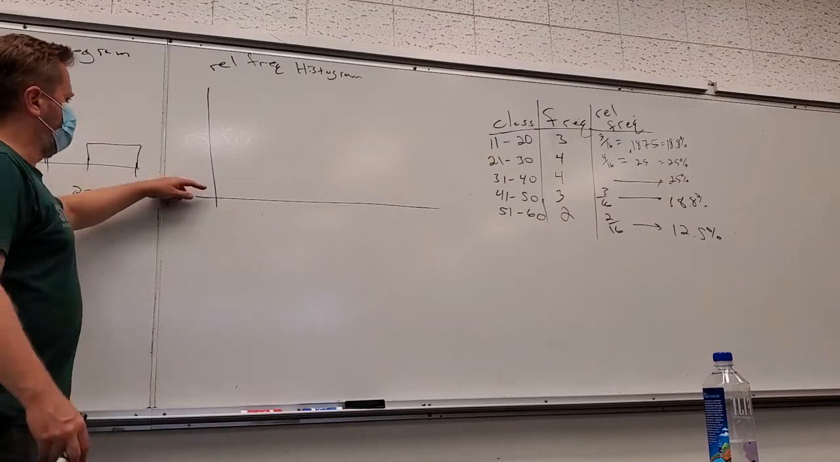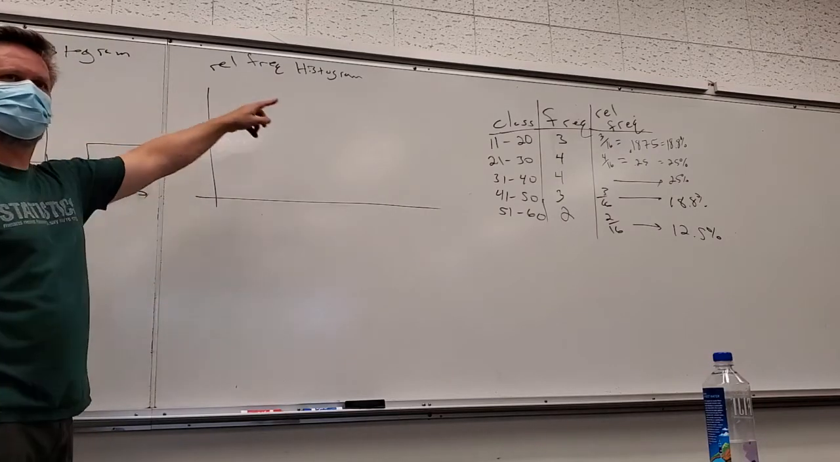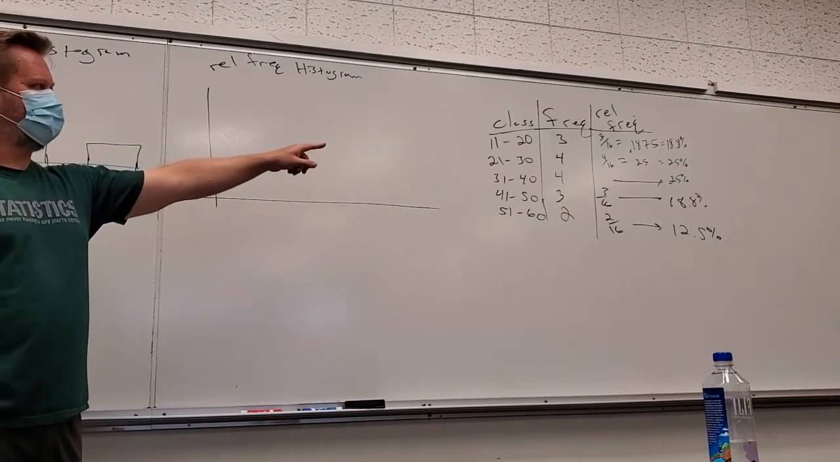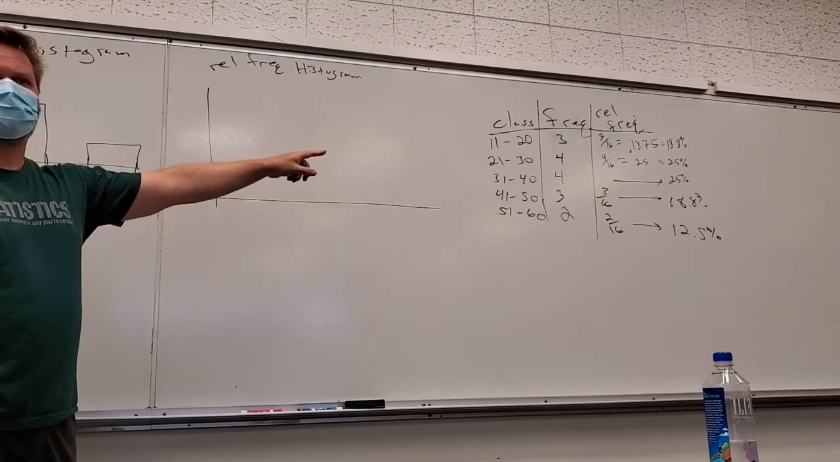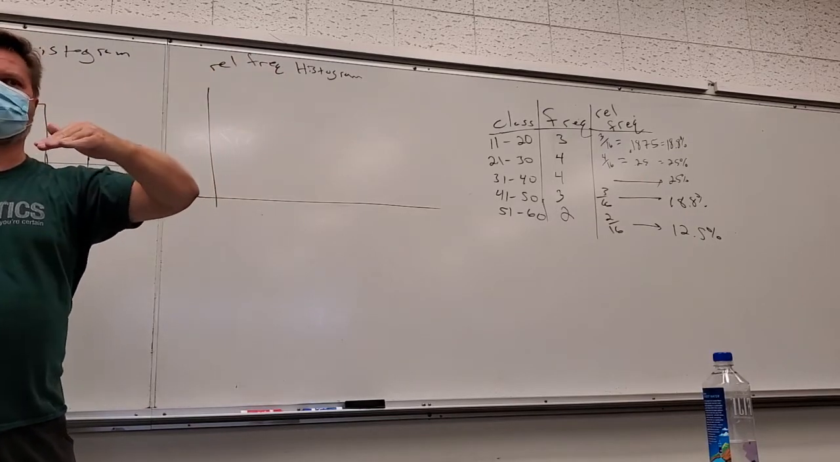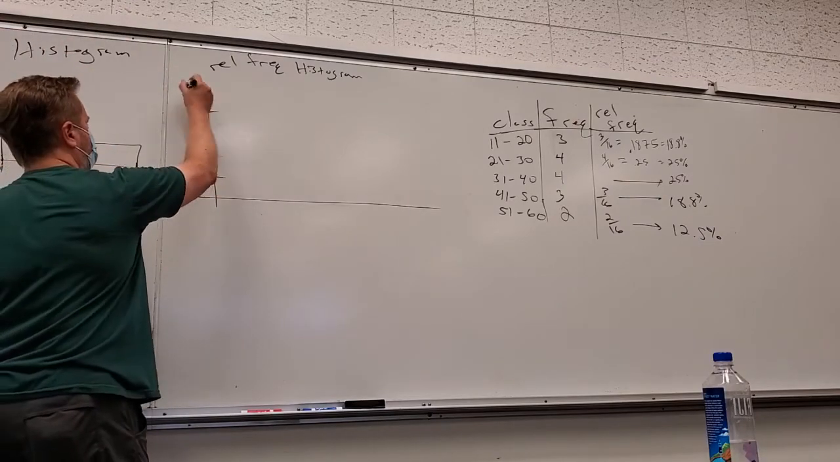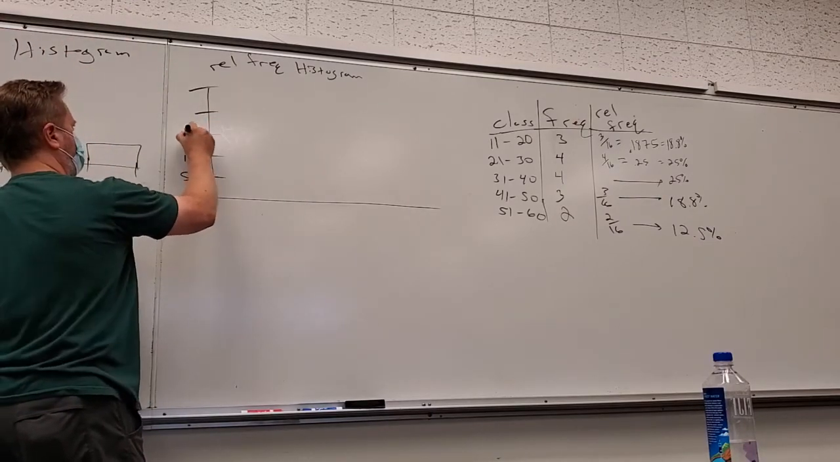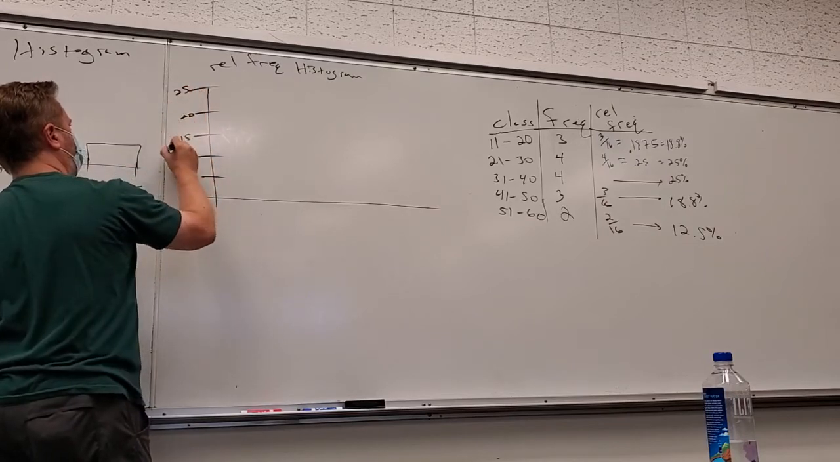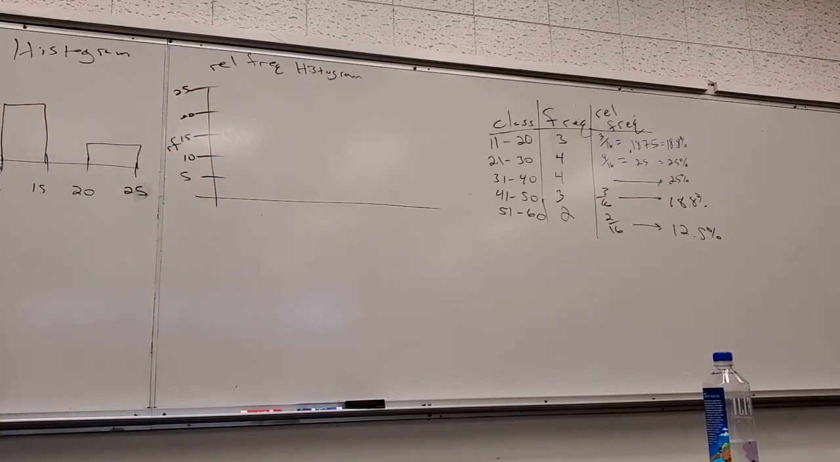Yeah. Should I go by ones? 1, 2, 3, 4, 5, 6, 7, 8? No, no. What's the highest I want to go? 25. That breaks up easy if you use 5. Fives. I like it. So 5, 10, 15, 20, 25. RF, relative frequency.